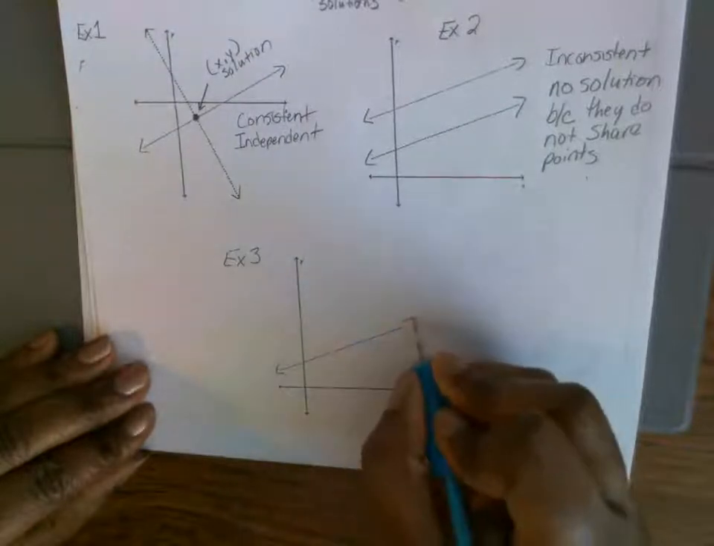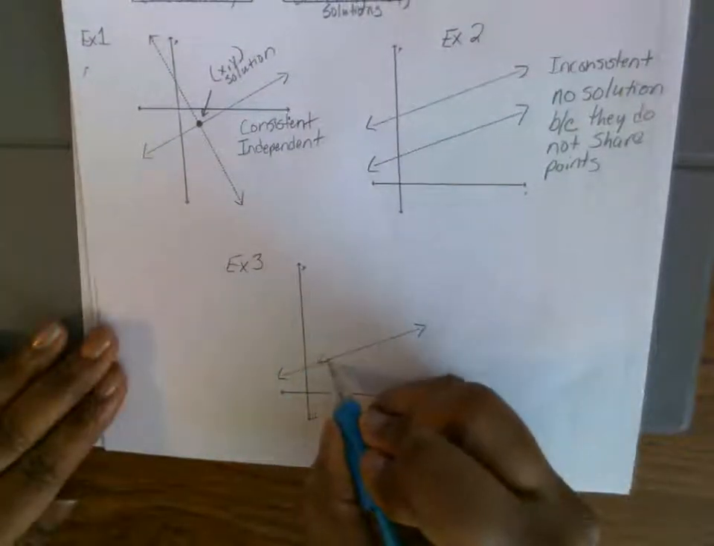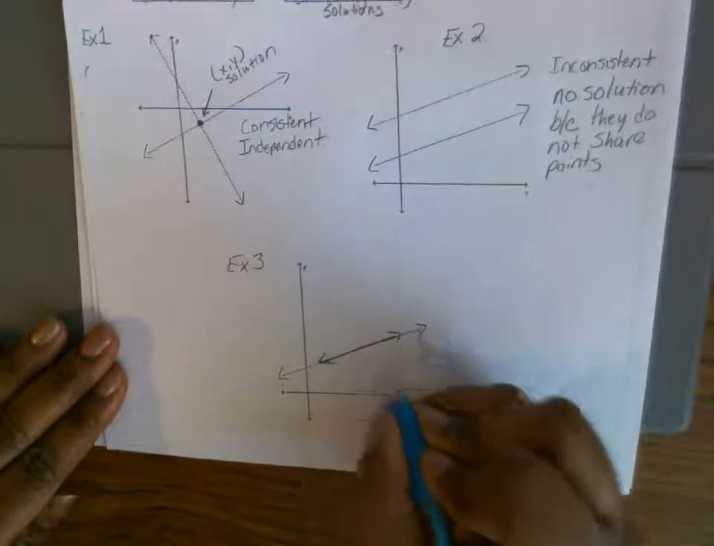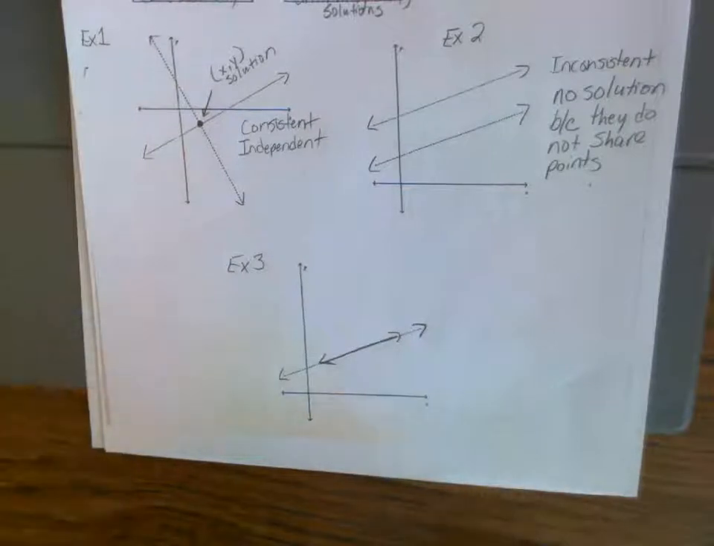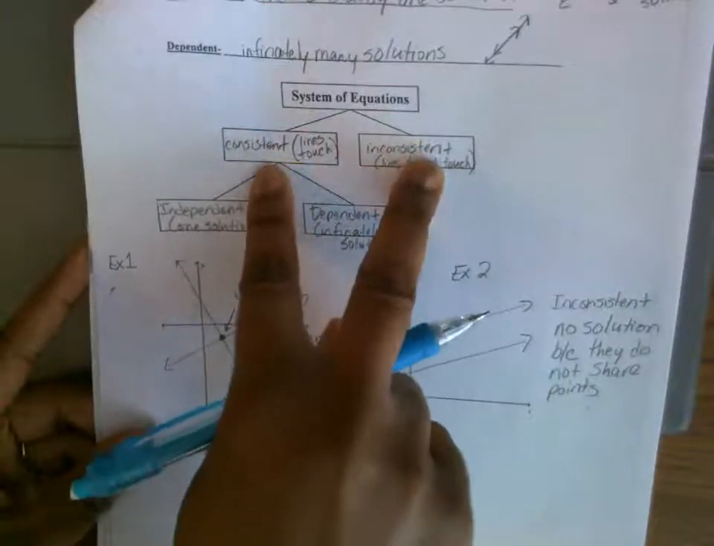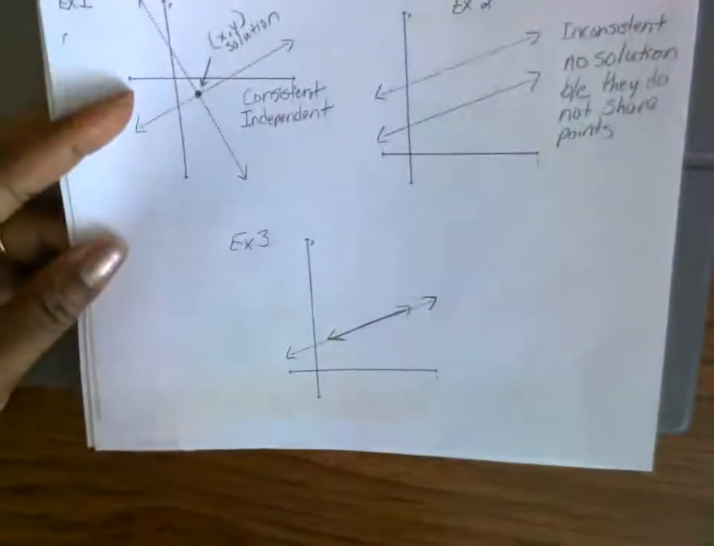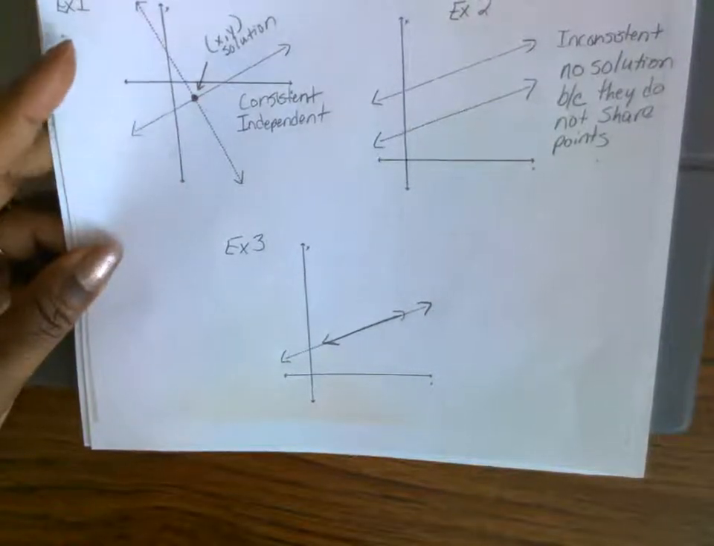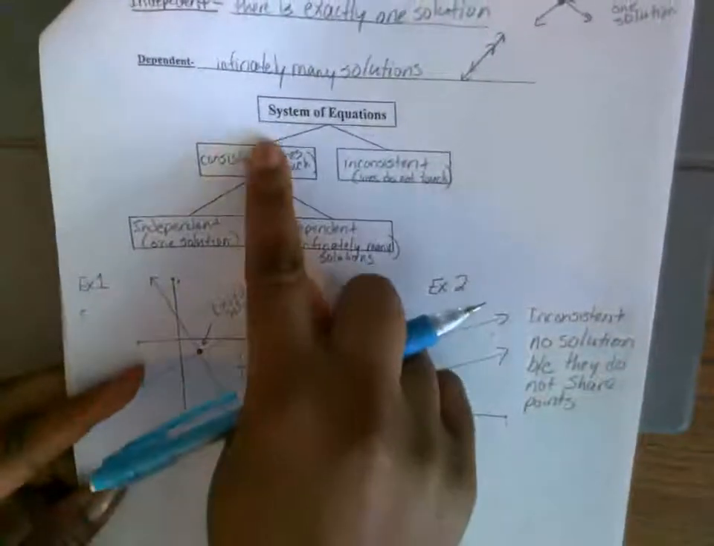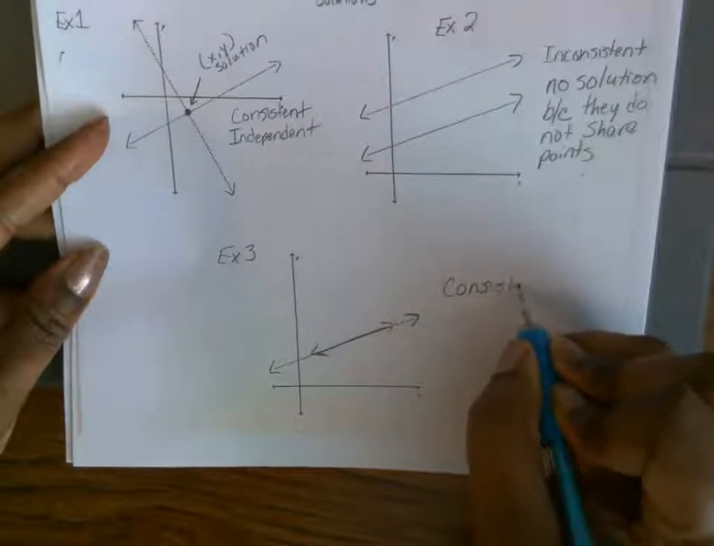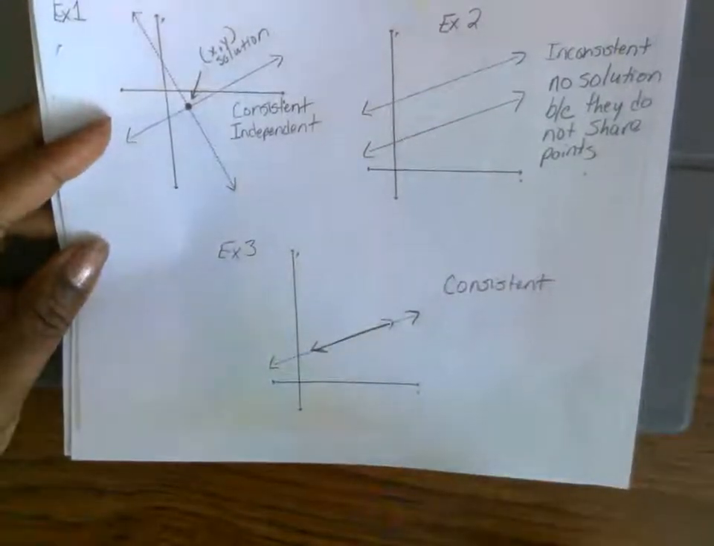Here, we're going to draw 2 lines that are right on top of each other. Is this consistent or inconsistent if they're right on top of each other? Anybody? It's consistent because they touch. If they touch, it's consistent.